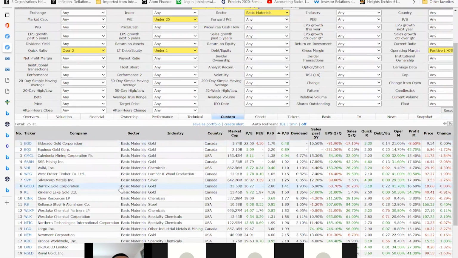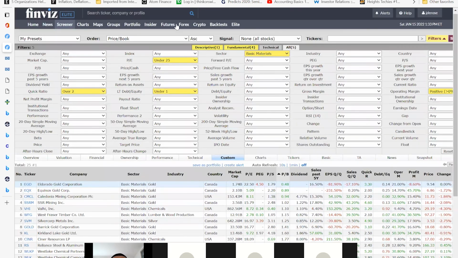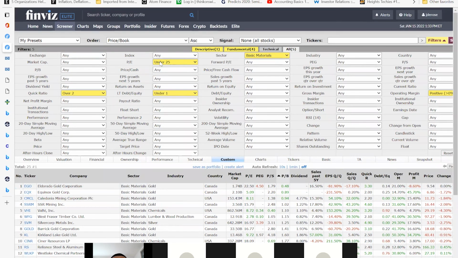All right, so now we're down to 25 companies in the basic materials space, right? So from a valuation standpoint, this might be the cream of the crop. All these companies have a PE less than the industry average. All these companies have a positive operating margin. All these companies have, for every dollar in current liabilities, $2 in cash. So that's good. They have cash on hand. And then they have little debt to equity.